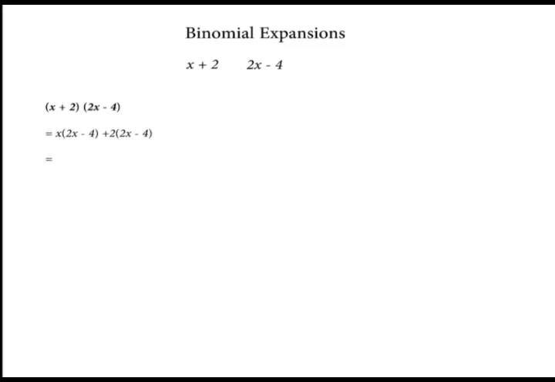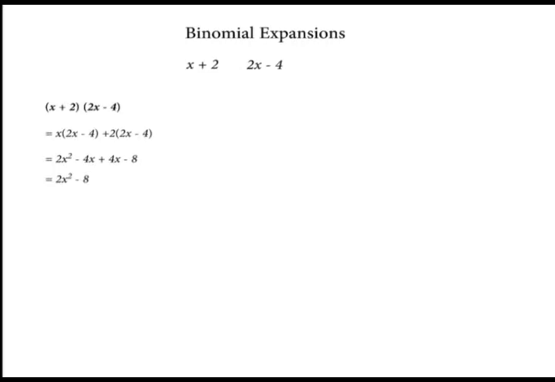X times 2x is 2x squared. X times minus 4 is minus 4x. 2 times 2x is equal to 4x. 2 times minus 4 is minus 8. And if we simplify, we shall have 2x squared minus 8.